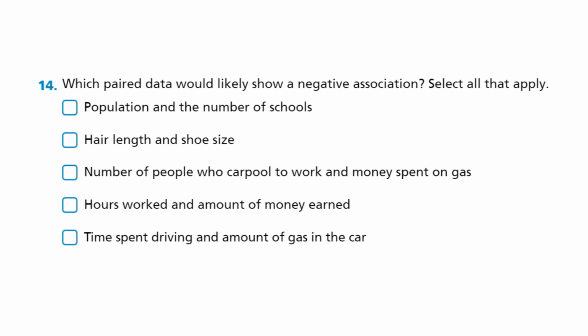For number 14, which paired data would likely show a negative association? For a negative, we need one statement going up and one statement going down. We already talked about how the population and the number of school size would be positive because the larger the population, the more schools we need. We already talked about how hair length and shoe size have no relationship, so that would be a no association.